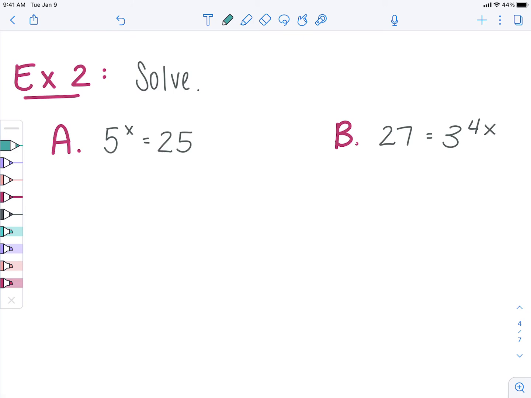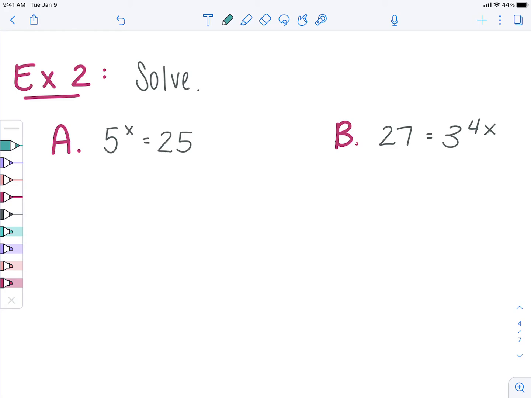What if we spice it up a notch and the bases aren't the same? So now we have A, 5 to the x equals 25. And B, 27 equals 3 to the 4x. So I've got to change the bases, right? I've got to change the bases for these because they're not the same.